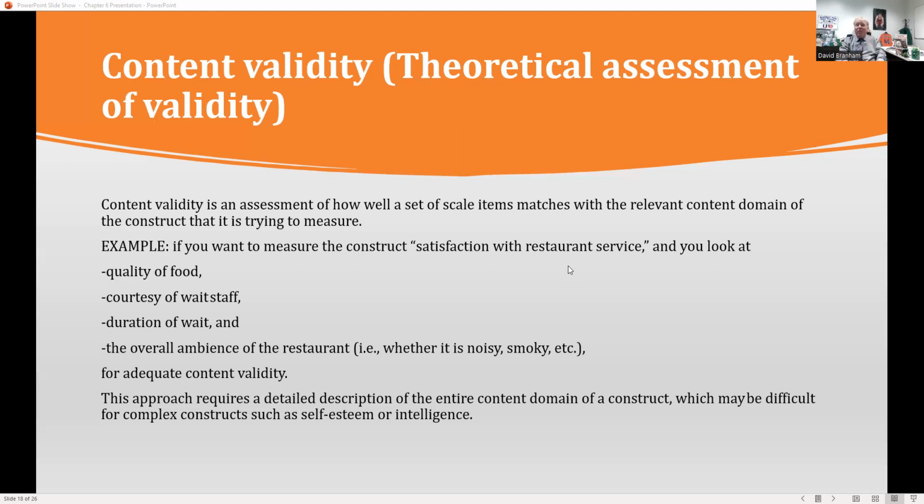And it may be difficult for complex constructs like I'm talking about, such as self-esteem or intelligence. How do you measure intelligence where every single indicator should correlate with each other? There are different types of intelligence. So some people may be highly intelligent in one area and not in the other. If that's the case, those two indicators will not correlate with each other.